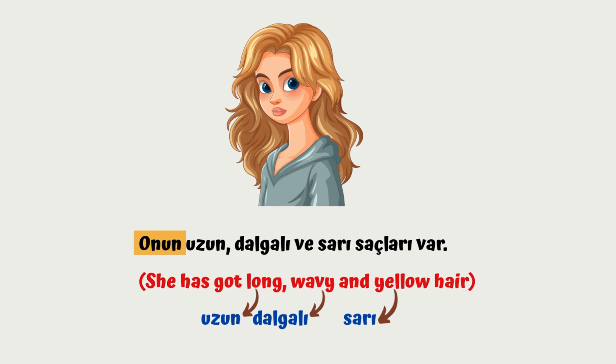Again, the sentence starts with possessive adjective, onun, and then ends with var. And in the middle, we have adjectives and a noun. Right? Uzun, dalgalı ve sarı saçları. Remember, saç is in plural form, saçlar. And we have the ending ı for onun.